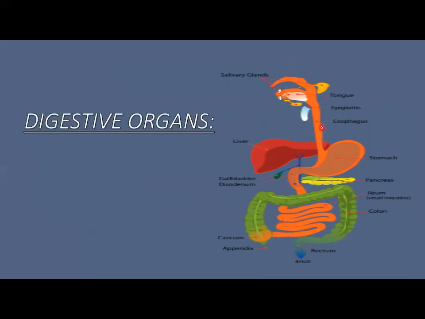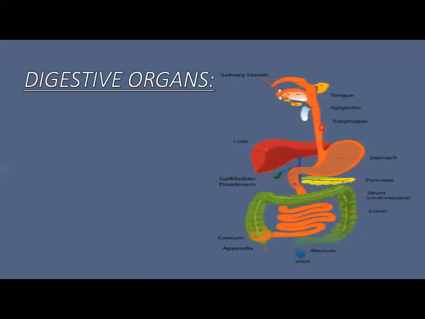What is this tube called? Basically, this tube is called the alimentary canal. It is the main organ and main part of the human digestive system, which starts from the mouth and ends at the anus.